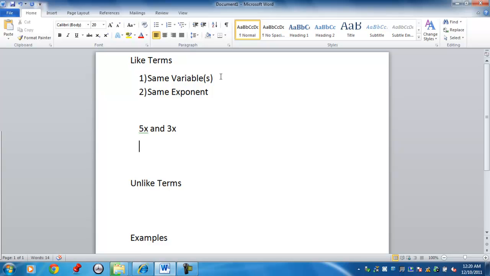You could have multiple variables. Let's say you had 6xy and negative 5xy. These two terms are like terms because they have the same variables. They both have an x, they both have a y.